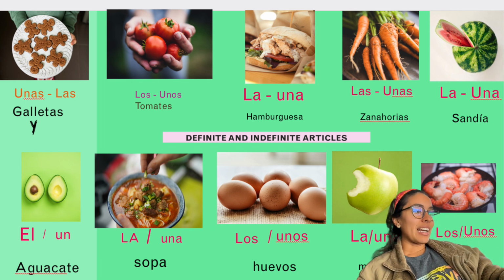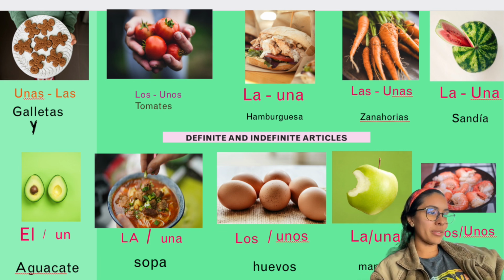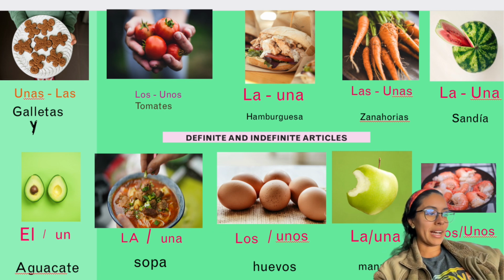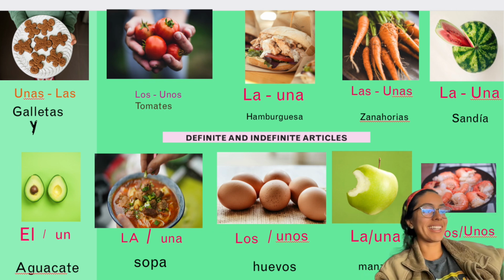In the first place, we have galletas. I'm gonna point it out with my pointer. Then we have tomates. And then we have hamburguesa, ñam. And then we have zanahoria. Ooh, this is zanahorias. Okay. And then we have sandía. And then we have aguacate, because this is just one avocado cut in half. So it's still one.